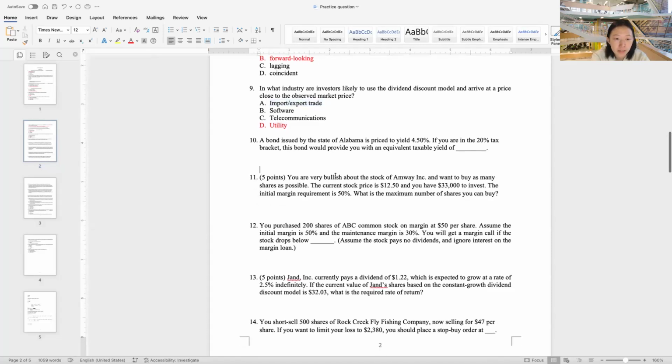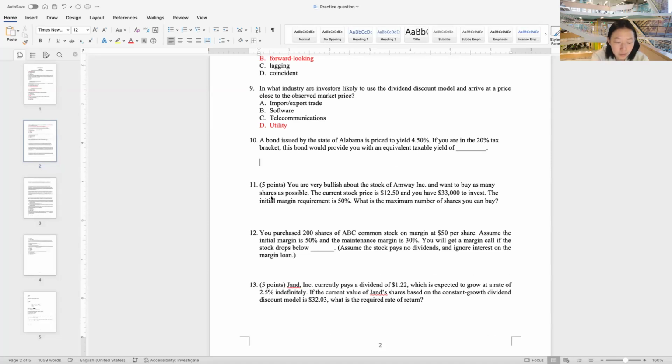Moving down, a bond issued by the state of Alabama is priced to yield at 4.5%. If you're in the 20% tax bracket, this bond would provide you with an equivalent taxable yield of what? So starting from this point, I think these are all numerical questions, and they basically require us to calculate. So I'm going to pull up the formula.